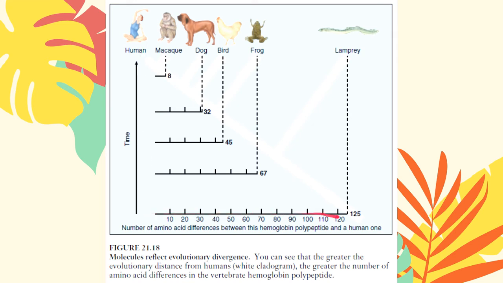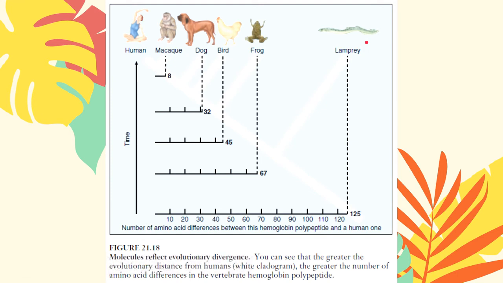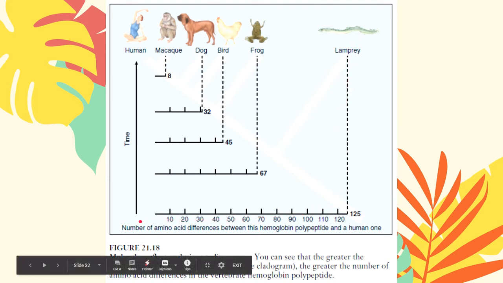But basically, the rest of the amino acids, humans are the same with this species. In this diagram, the farthest would be the lamprey. So that's a group of jawless fish. We have 125, the most, 125 different amino acids from this species. So again, the closer they are with humans, the greater similarities that they have with us. The farther they are from us, evolutionarily speaking, the greater our difference.